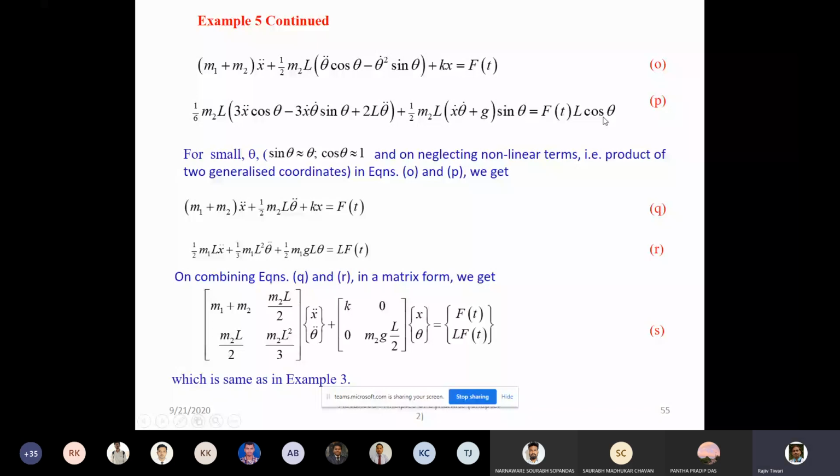These equations of motion, if you see, are nonlinear. They contain the multiplication or the square of the generalized coordinates, and sine theta, cos theta is there. So for a small angle, we can approximate sine theta equal to theta, and cos theta equal to 1. And nonlinear terms we can neglect, like the nonlinear terms which contain x dot, theta dot. This kind of terms we can ignore.